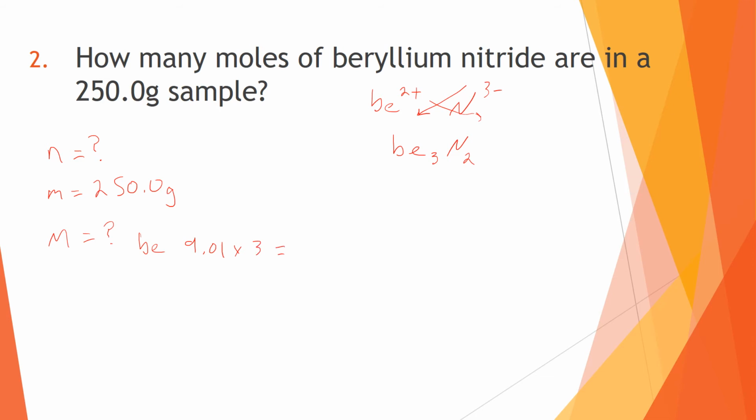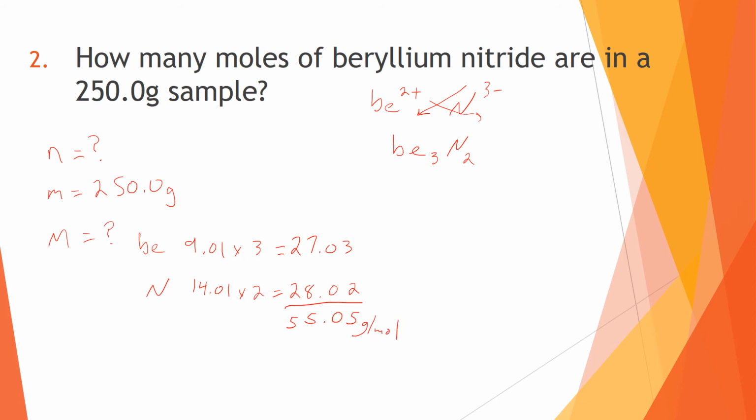that would be 27.03. And then nitrogen is 14.01, and there are 2 nitrides, so this would be 28.02. Add them together, 27.03 plus 28.02 is 55.05. So my molar mass of beryllium nitride would be 55.05 grams per mole.